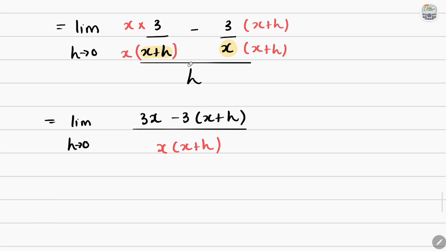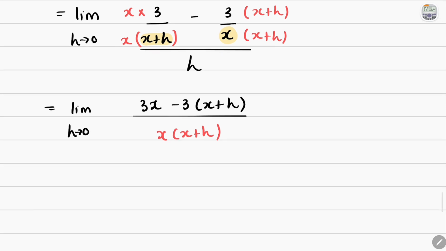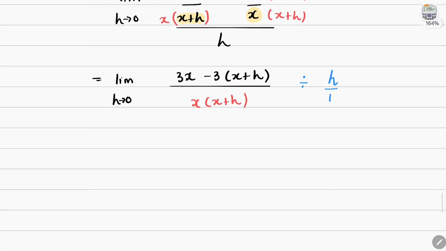But remember that we're still dividing by h. So here's how I'm going to do this. Because this is now a fraction, I'll just say we're dividing by h. And we can also rewrite h as a fraction by rewriting it as h over 1. So now this is equal to, we have the limit as h approaches 0, and now this is 3x, and this distributes in minus 3x and minus 3h all over.